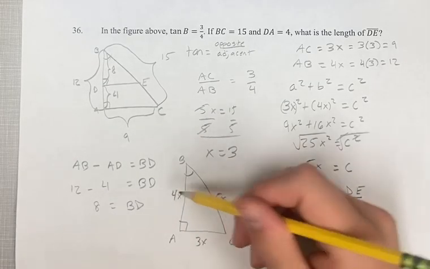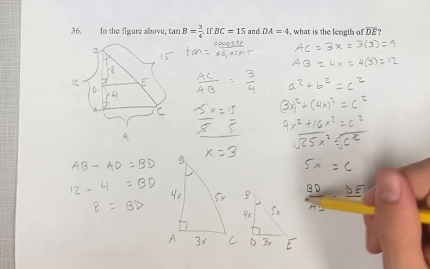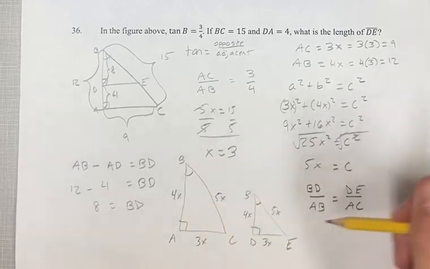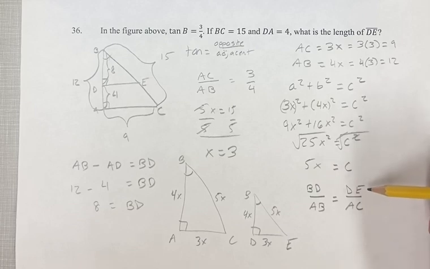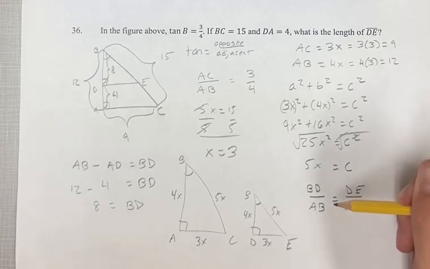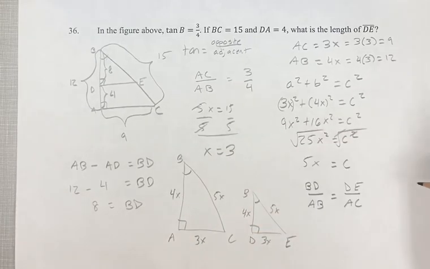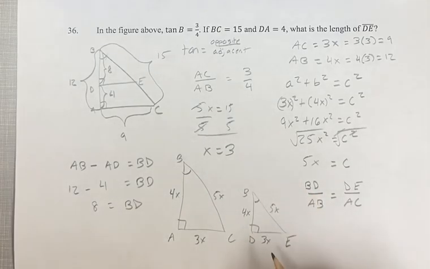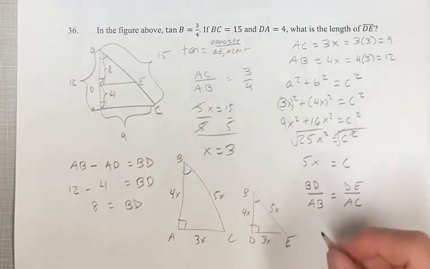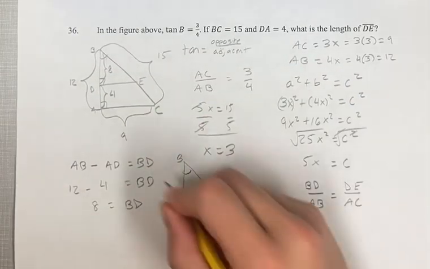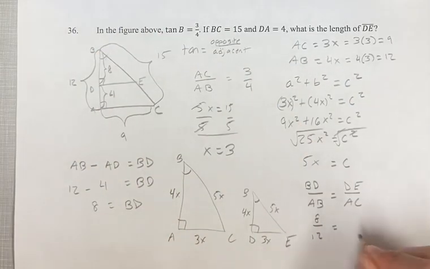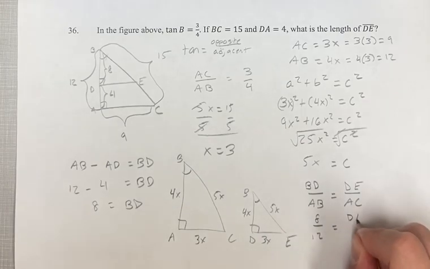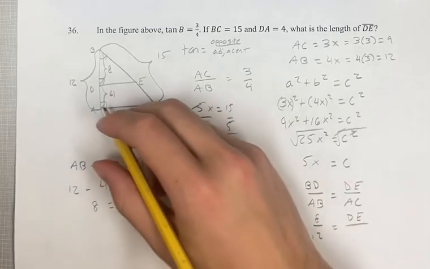BD is 4x, and AB is 4x. DE is 3x, and AC is 3x. So therefore, these ratios are going to be equal. So we have BD is 8 over AB, the whole thing is 12, is equal to DE, which is what we're looking for, over AC, which we know is 9.